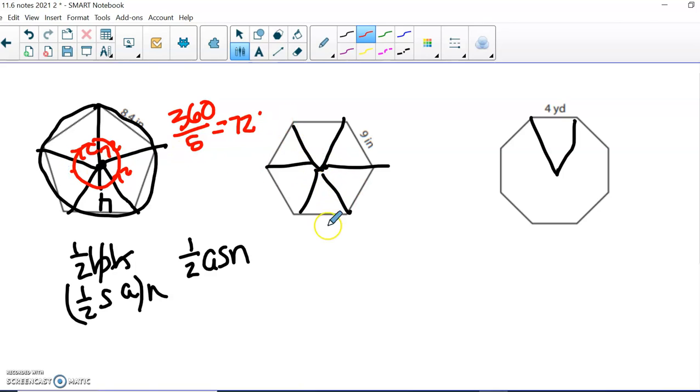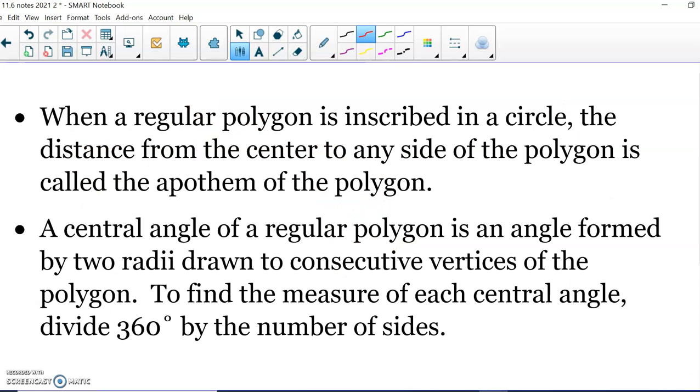On this one, it's a hexagon, so we took that 360, that full circle, and we divided it 6 equal ways. So you would see that each central angle is 60 degrees, and we're going to use that in a couple minutes. So that's what it's saying here. To find the measure of each central angle, divide 360 by the number of sides.